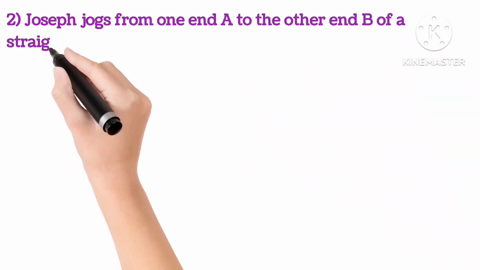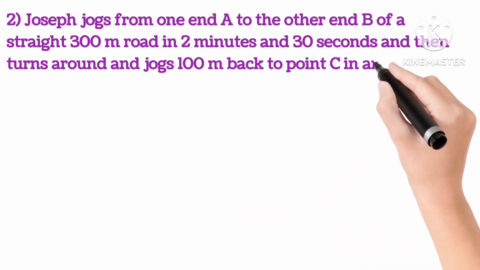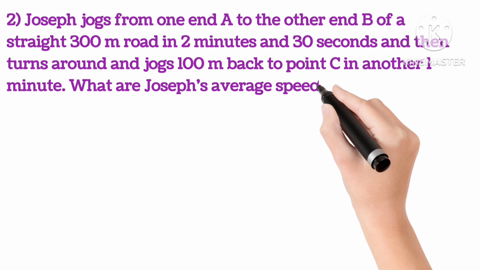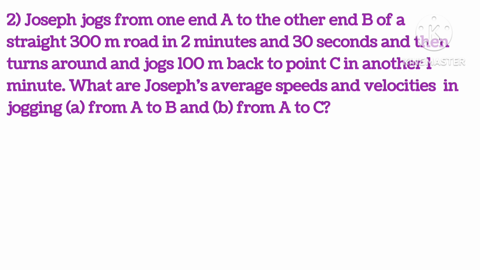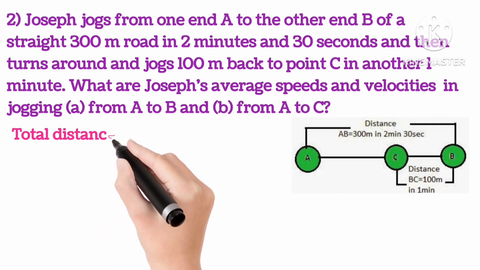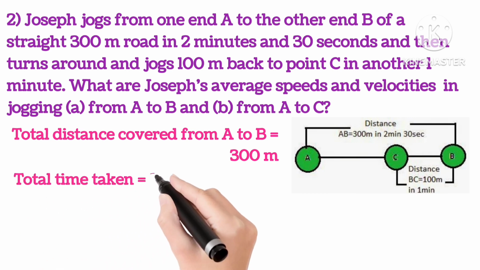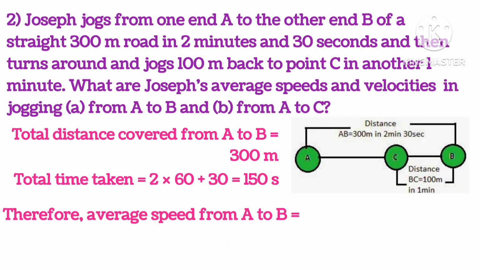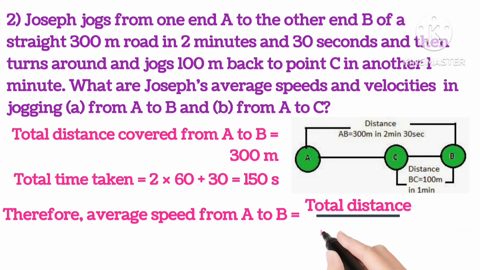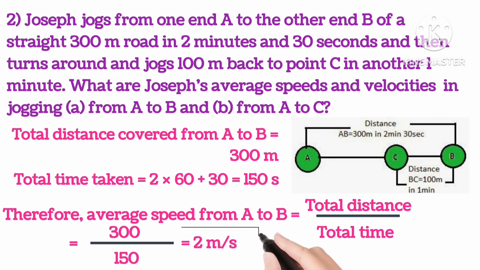Second, Joseph jogs from one end A to the other end B of a straight 300 meter road in 2 minutes and 30 seconds and then turns around and jogs 100 meters back to point C in another 1 minute. What are Joseph's average speeds and velocity in jogging from A to B and from A to C? So as you can see here in the diagram, the total distance covered from A to B is 300 meters. Total time taken is 2 minutes 30 seconds, which is 150 seconds. Therefore, the average speed from A to B is total distance upon total time. Now putting the values, we get average speed from A to B is 2 meter per second.